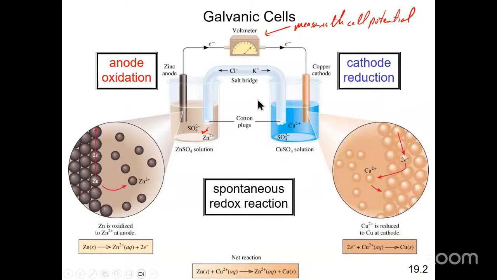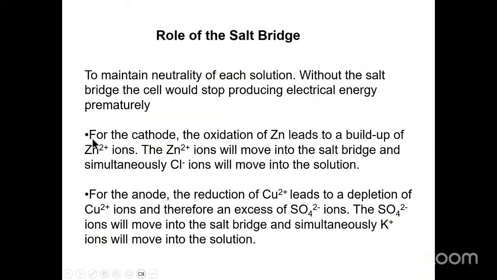Now, with the salt bridge, by the way, the salt bridge basically consists of agar gel soaked in potassium chloride. You could also use sodium chloride. And basically what happens is that, as I said before, at the cathode, the zinc ions will build up. So what will happen in the presence of the salt bridge is that the zinc ions will move into the salt bridge and the chloride ions will move from the salt bridge into the solution in order to maintain electrical neutrality, and therefore the current will not prematurely stop.